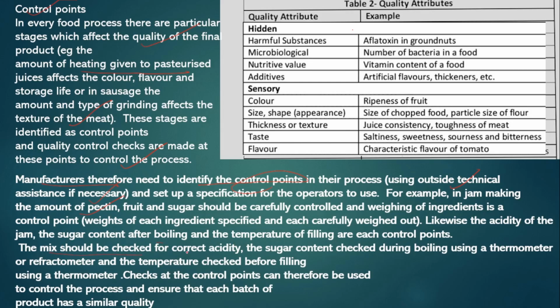The mix should be checked for the correct acidity. The sugar content is checked during boiling using a thermometer or a refractometer, and the temperature is checked before filling using a thermometer. These checks at the control points can therefore be used to control the process and to ensure that each batch of product has similar quality.